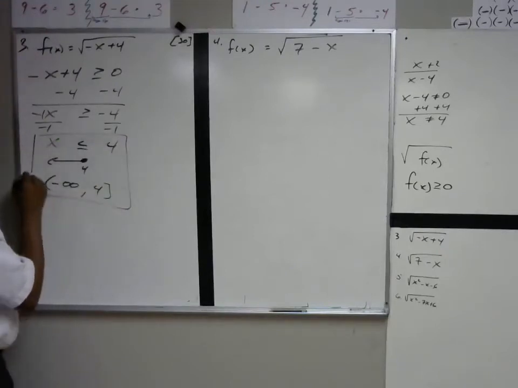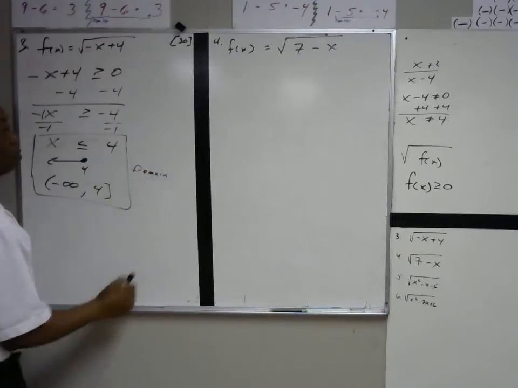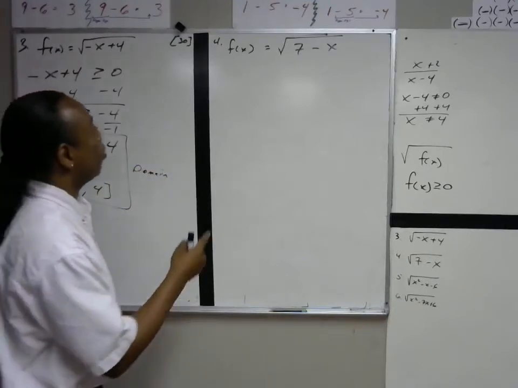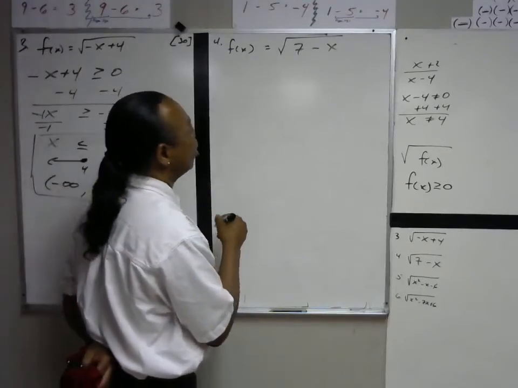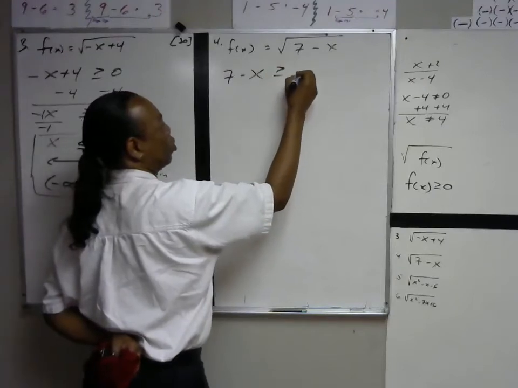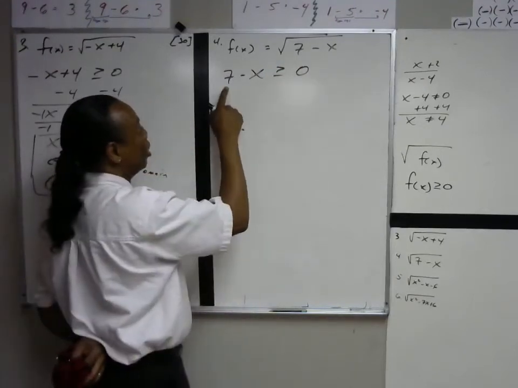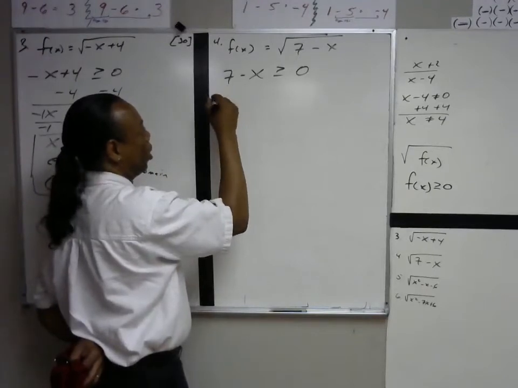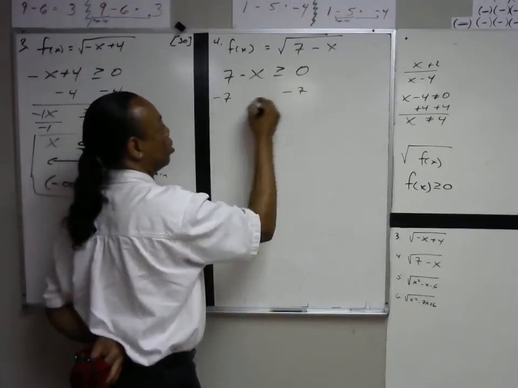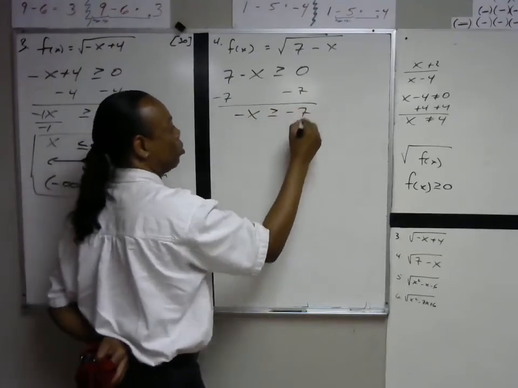So this represents our domain. Okay. Further, number 4 here. To find the domain, we're going to take 7 minus x and set it greater than or equal to 0. And then we'll solve for x. So we'll get rid of this positive 7 by subtracting 7 from both sides. We end up with negative x is greater than or equal to negative 7.